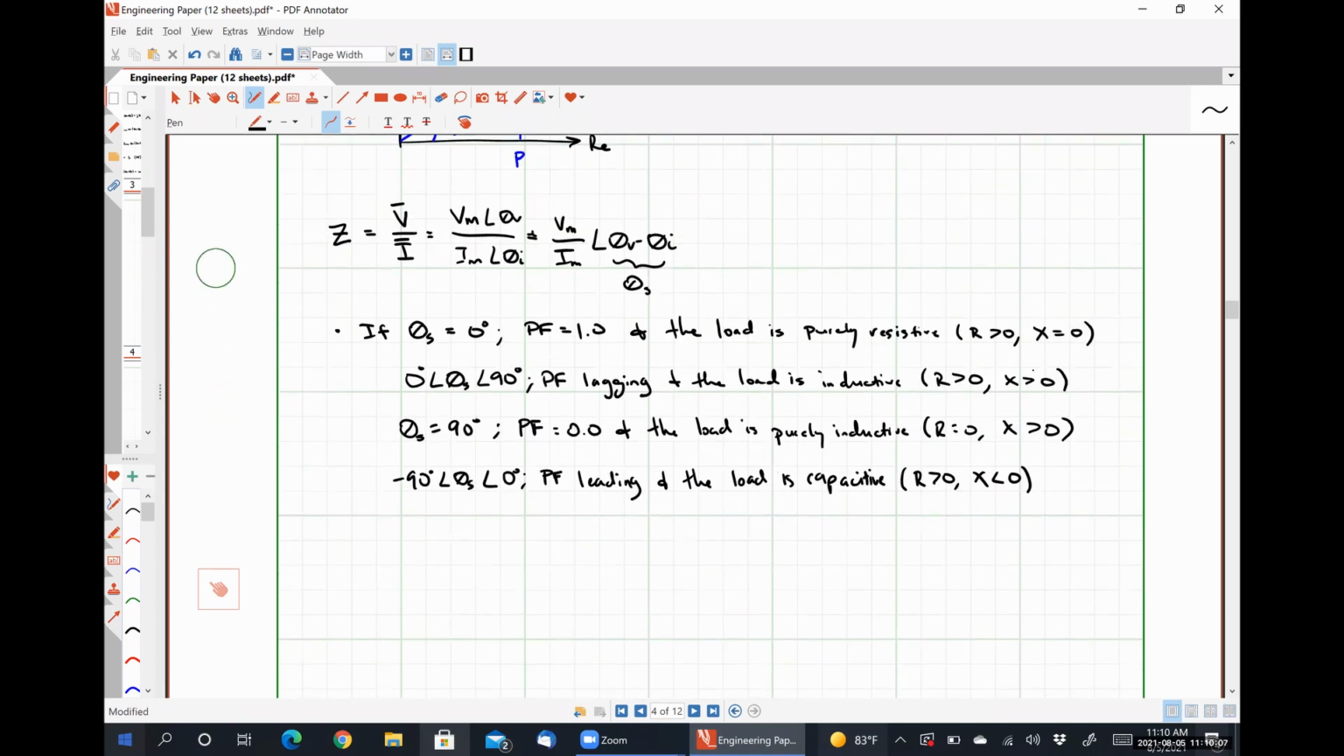And then finally, when theta s is equal to negative 90 degrees, our power factor is again exactly 0, and the load is purely capacitive, meaning R is 0 and X is less than 0.